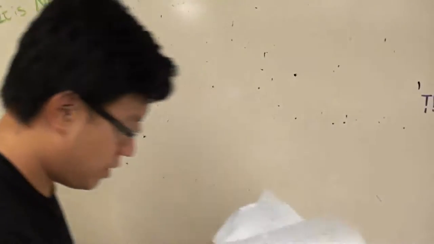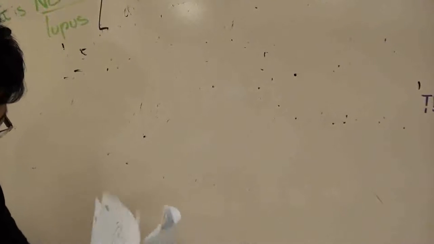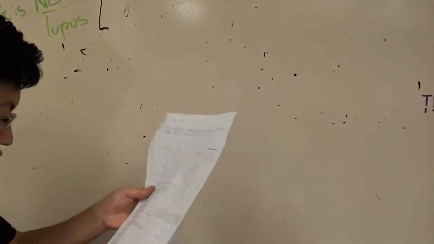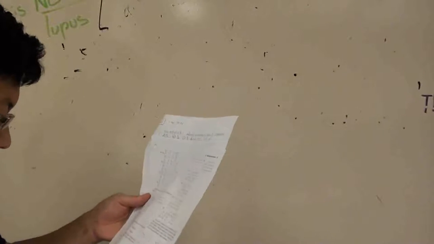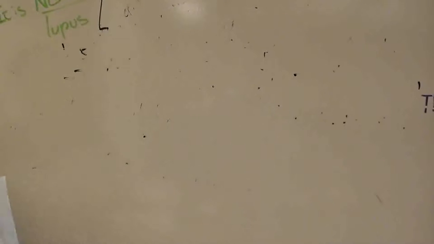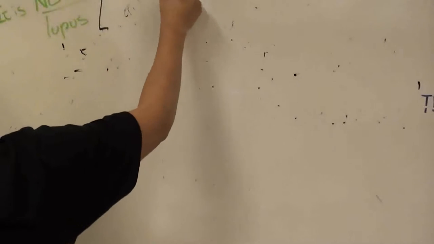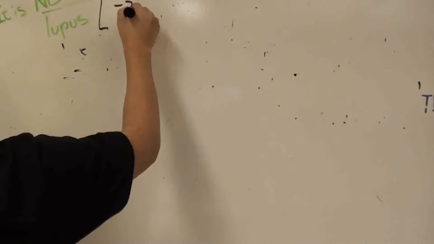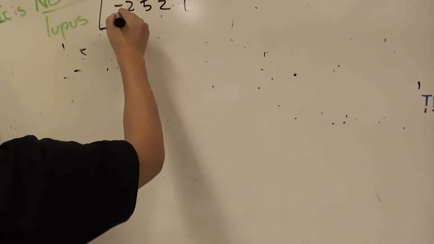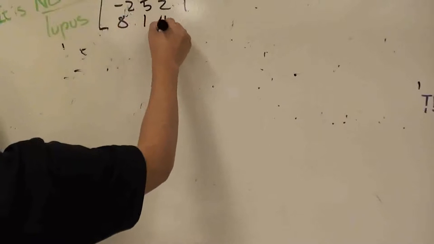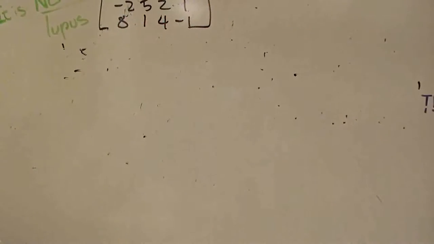I believe this is actually question 10. So you're still solving the same linear system, but we're using Gauss-Jordan elimination. Remember, Gauss-Jordan elimination was a reduced one. So going back again: 2, 2, 2, 0, and then -2, 5, 2, 1, and 8, 1, 4, -1. We're going to do exactly the same thing as we've done before, except using Gauss-Jordan elimination.